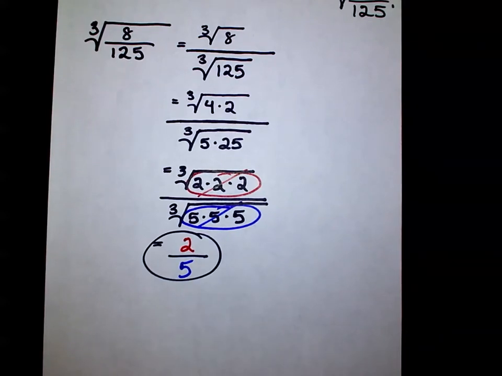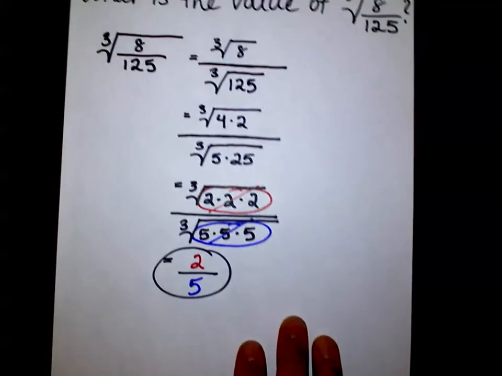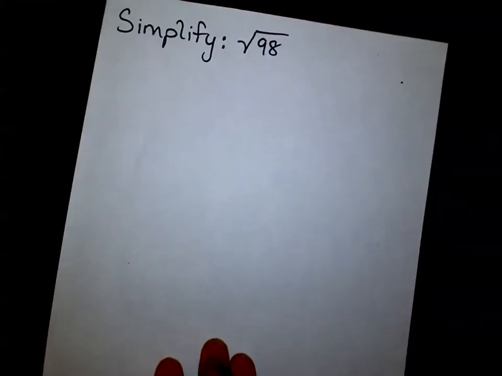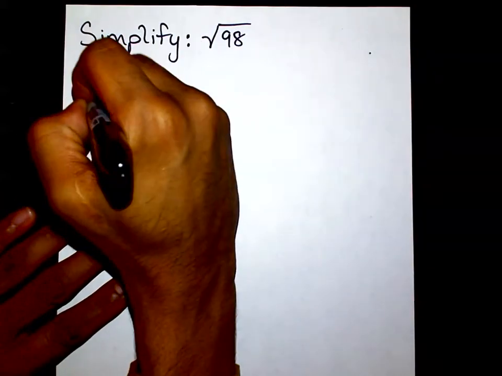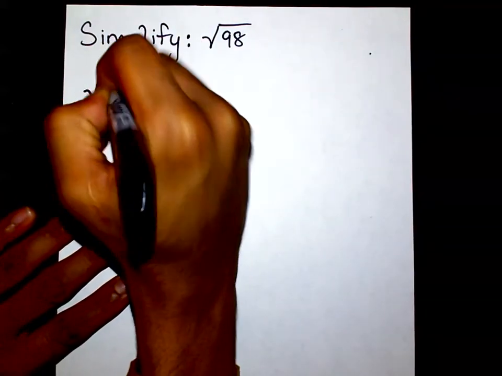Alright, let's see what our next problem is. Okay, here we go. We got another problem here. Simplify the square root of 98. This seems easy enough. I mean, excuse me, not 198, but 98. So, once again, you want to start by rewriting your problem.